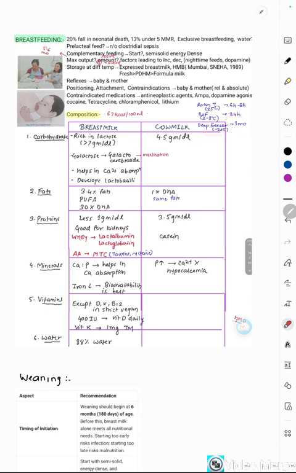Then expressed breast milk can be used, or human milk banks are present in India. There is one in Mumbai, called Sneha. Then fresh milk is always better than donor human milk, which is better than formula milk.